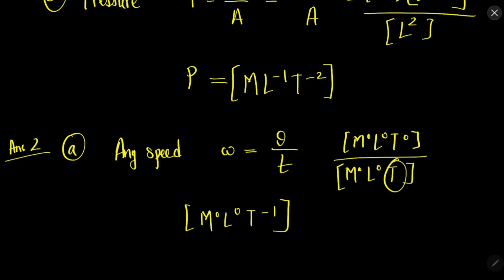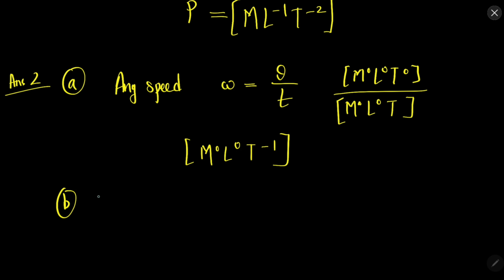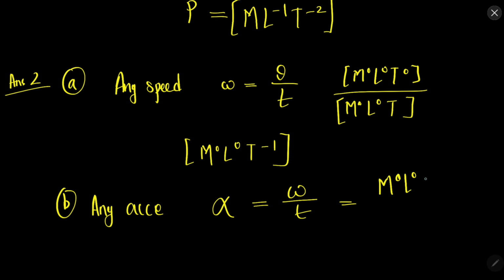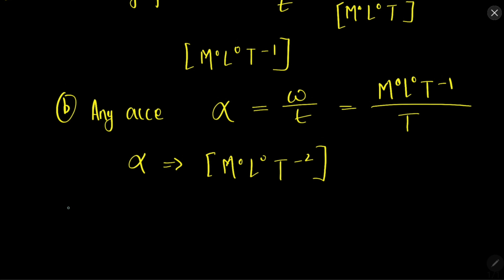So T⁻¹. Now what about angular acceleration? Angular acceleration is represented by alpha, and it is angular velocity or angular speed upon time period. Just now we found that the dimension for angular speed is M⁰ L⁰ T⁻¹, and the dimension for time is obviously T. So it will give us M⁰ L⁰ T⁻². So these are the dimensions of angular acceleration.